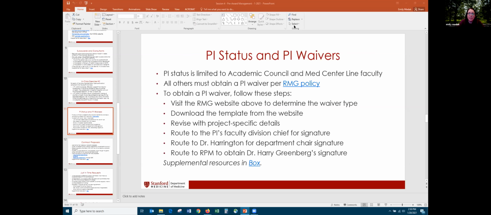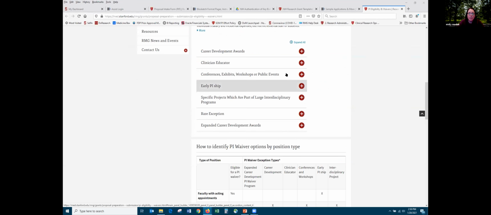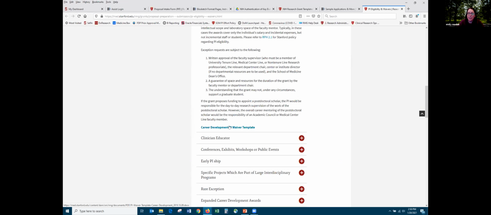I think folks have put in the chat here the information that you can get on how to put these together. The policy, how to determine PI eligibility, and then there are detailed resources for each different kind. I think the one you probably see the most often is career development. And look here, there's even a template that you can download and then customize for your particular PI situation.